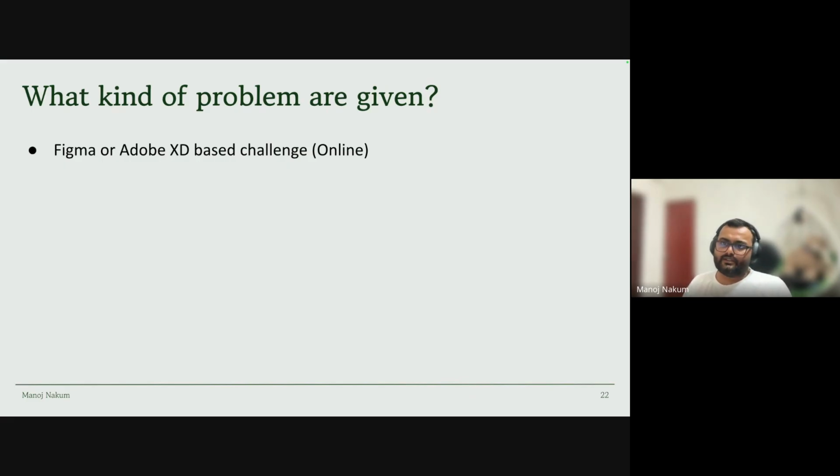Okay? So in the technical round, they will see your UI as well as your design component usage, as well as your speed, and how well you know the shortcuts and everything. All the things will be tested in this.